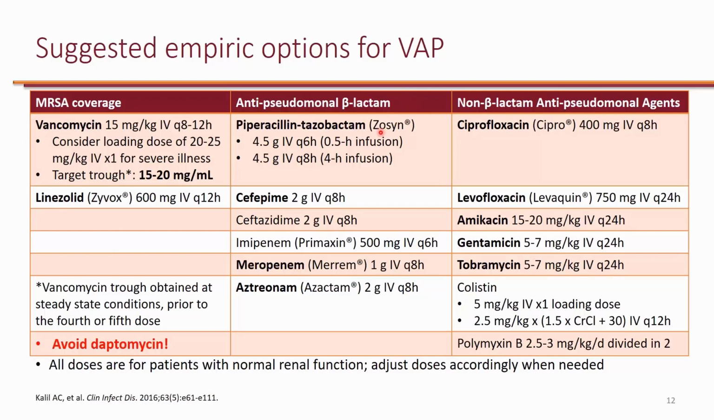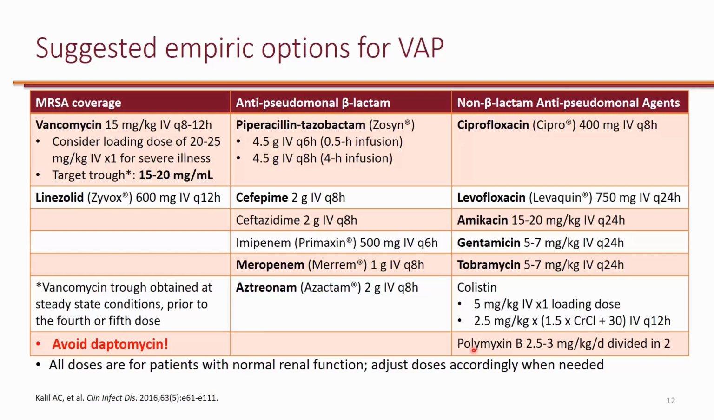Now, for the two agents that we use for Pseudomonas, one should be a beta-lactam, and the second one should be a non-beta-lactam. So the beta-lactams that we choose are piperacillin tazobactam, cefepime, ceftazidime, imipenem, meropenem, or aztreonam, and the non-beta-lactam would be ciprofloxacin, levofloxacin, amikacin, gentamicin, or tobramycin. Now, we also have polymyxins like colistin and polymyxin B that are usually reserved as last line.